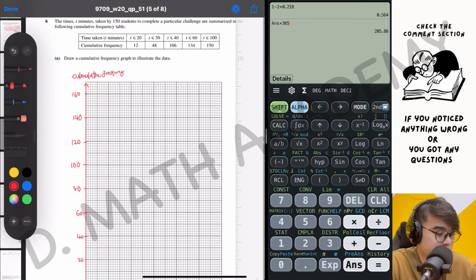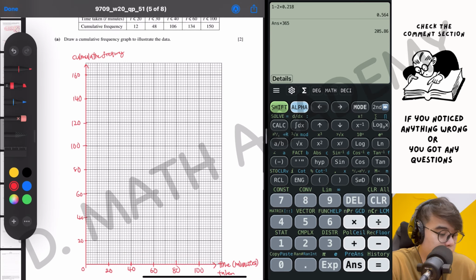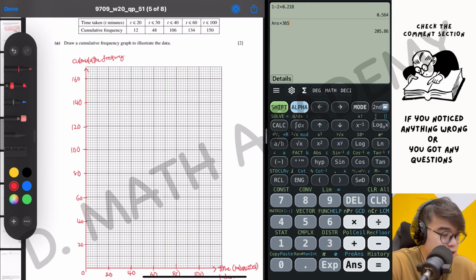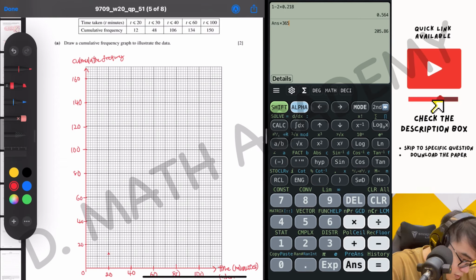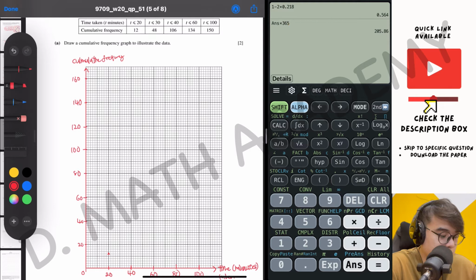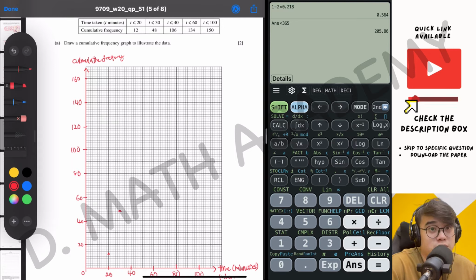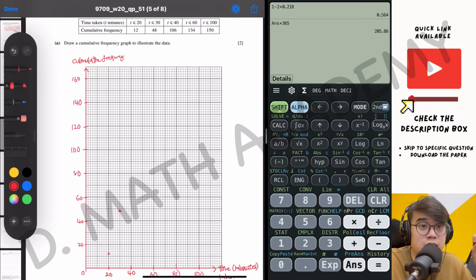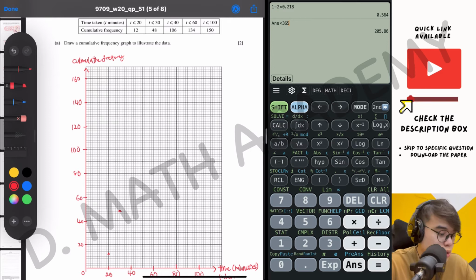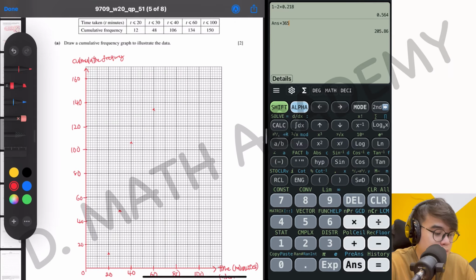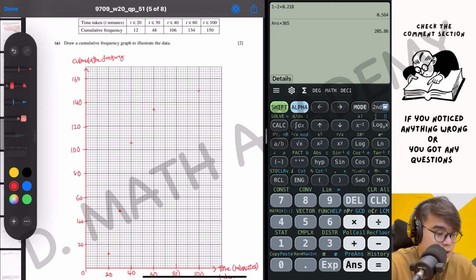Okay, so with this labelled out, we can now plot in all the points that we have. At 20 itself, it should be 12, which is somewhere around here. At 30, it will increase to 48. Each small box there is worth 2. Kindly take note on this. So at 40, we arrived at 106. At 60, we arrived at 134. At 100, we arrived at 150. So the graph should look something like this, if I were to draw it out.